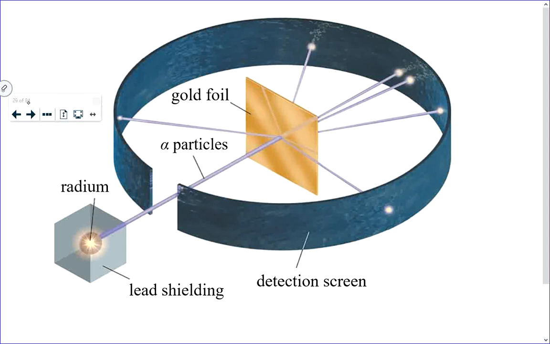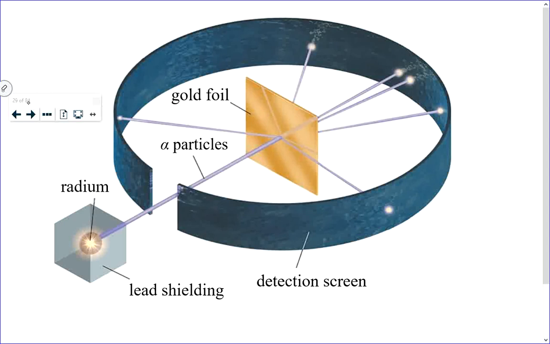And he fires a beam that way, and he detects where the individual alpha particles land. That detection screen is, you know, I have the cathode ray tube and you see that green dot. It's basically the same kind of idea. It's a piece of metal that's coated with a chemical that will give you a little flash of light anytime a particle that has charge hits it.